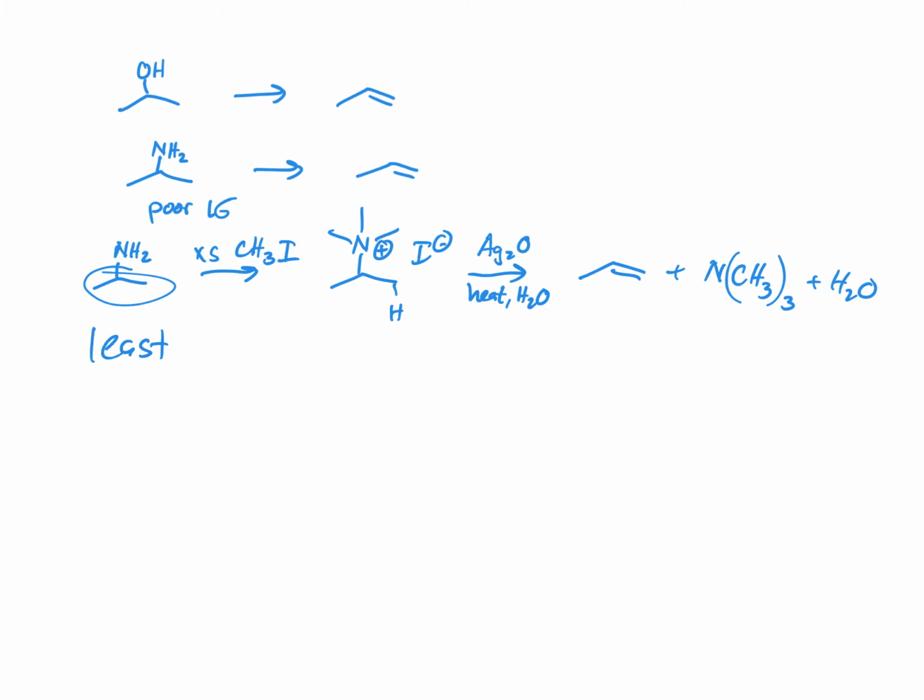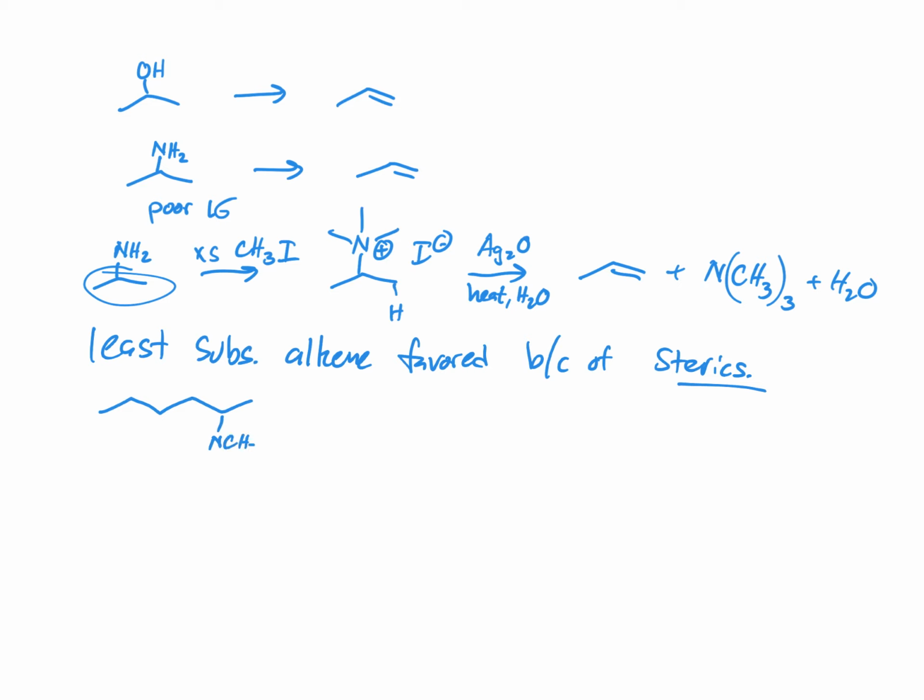It's the least substituted alkene that is formed because of sterics. So let's look at that a little more closely and see if we can rationalize why the least substituted alkene is formed. So here's another example that will show you how the least substituted alkene is formed here.